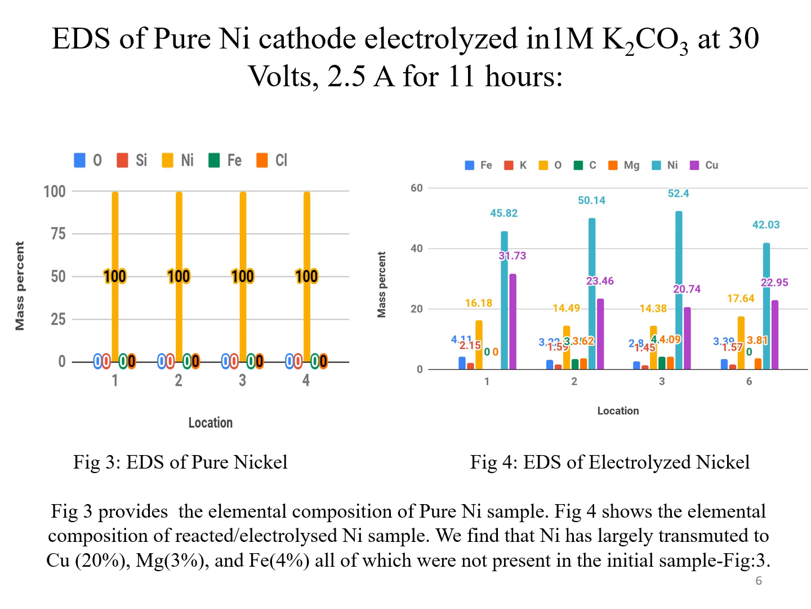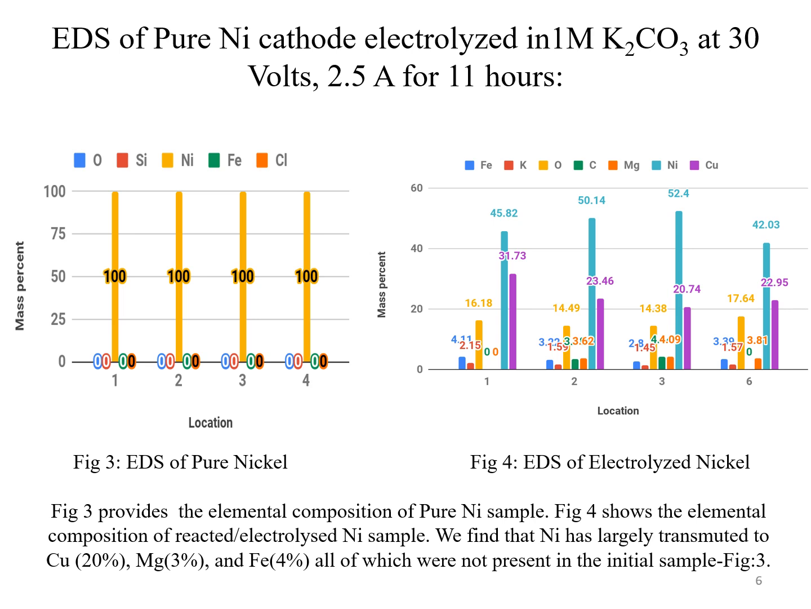Now this pure nickel was taken for electrolysis. The electrolysis was done in 1 molar potassium carbonate electrolyte at 30 volts, 2.5 ampere current, and the time duration was 11 hours. After the electrolysis, the sample shows a lot of transmutations.